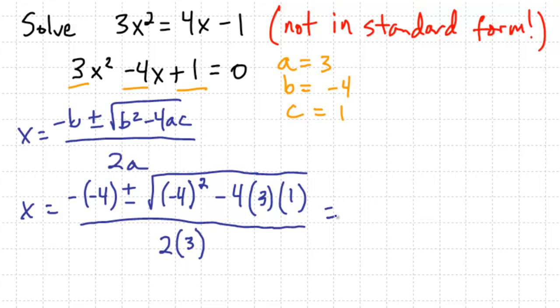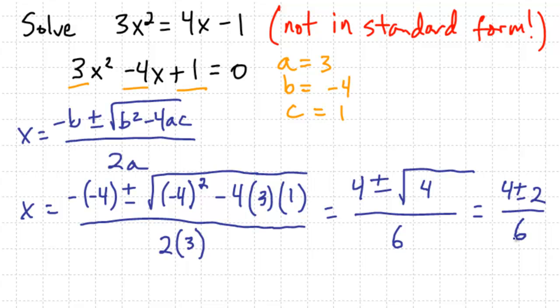Okay, let's simplify. The opposite of negative 4 is just positive 4. We can do plus or minus the square root. Okay, let's try to do this. Negative 4 squared is positive 16 minus 12. So that's just the square root of 4 all over 2a, 6. Okay, so 4 plus or minus the square root of 4, which is plain old 2, all over 6.